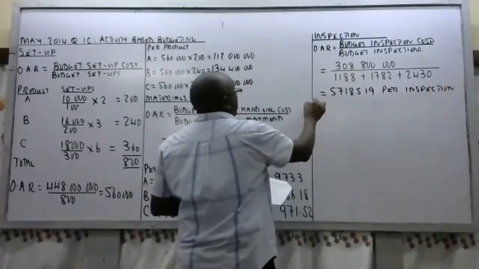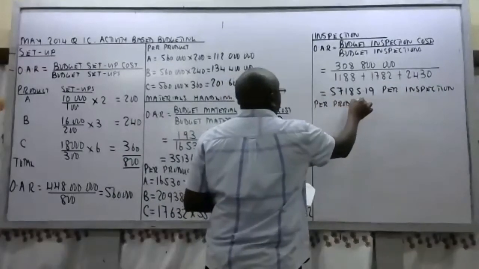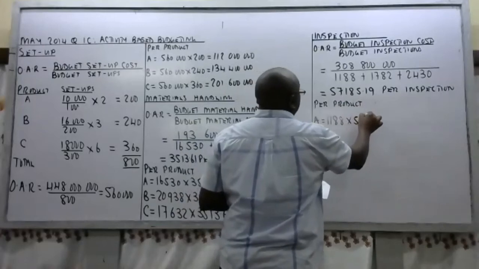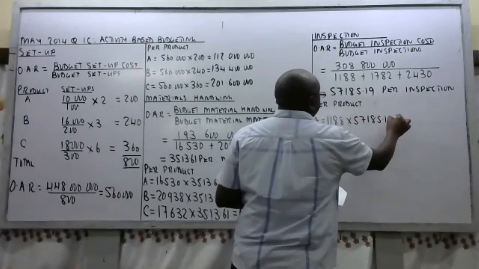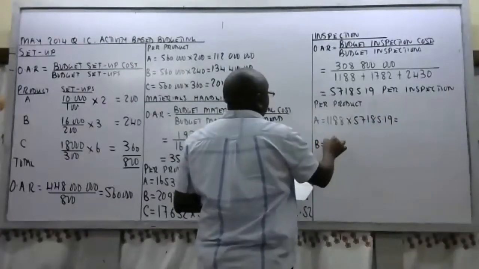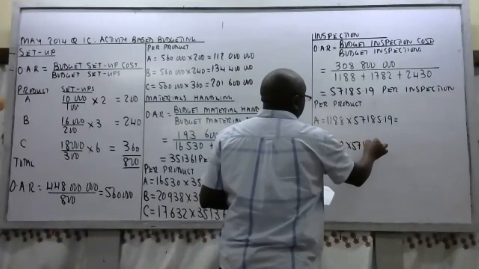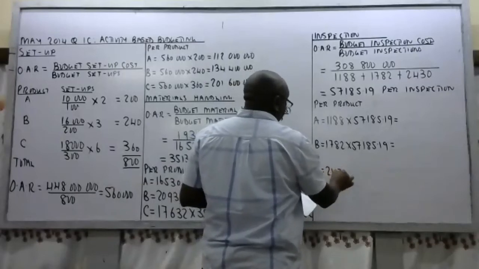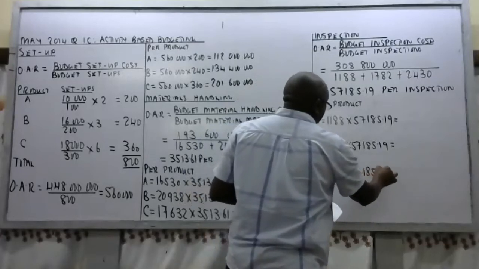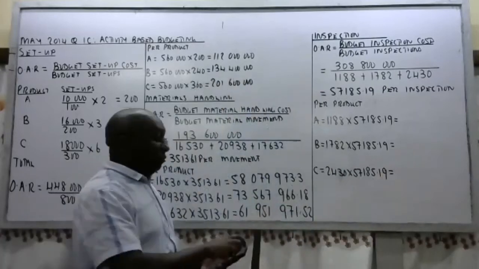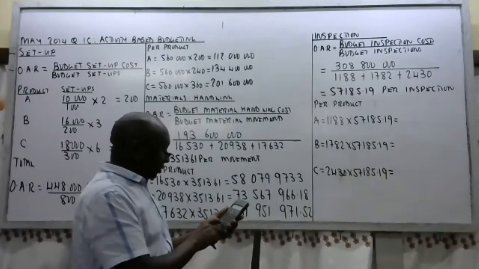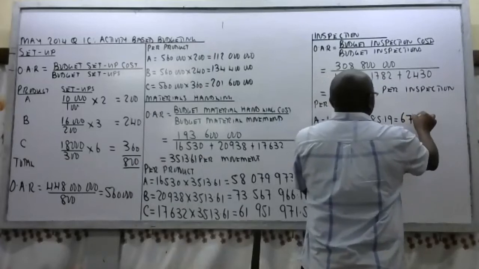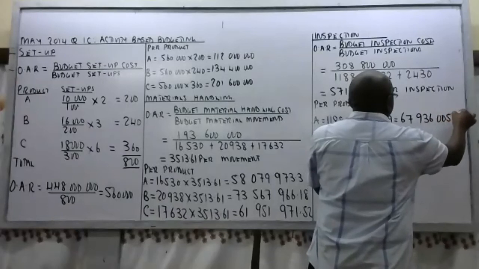Per inspection. So when you do per product, A should receive 1188 times 57,185.19. B should receive 1782 times 57,185.19, and C should receive 2430 times 57,185.19. So if you take the calc, I have 1188 times 57,185.19 is 67,936,005.72.